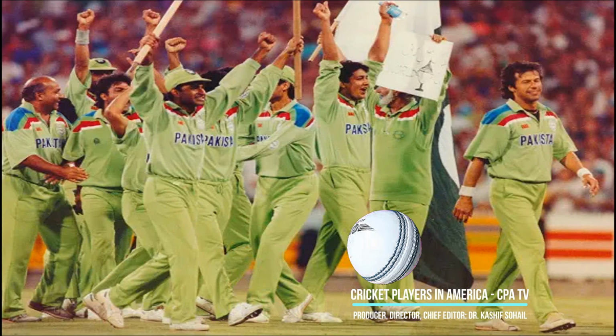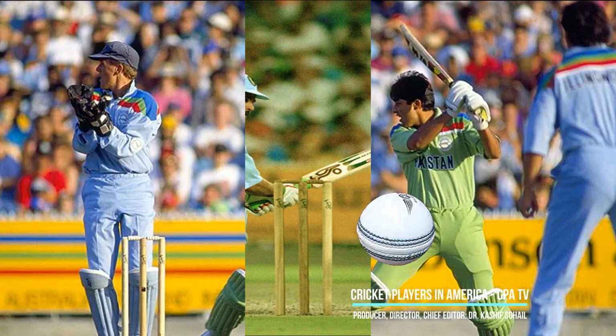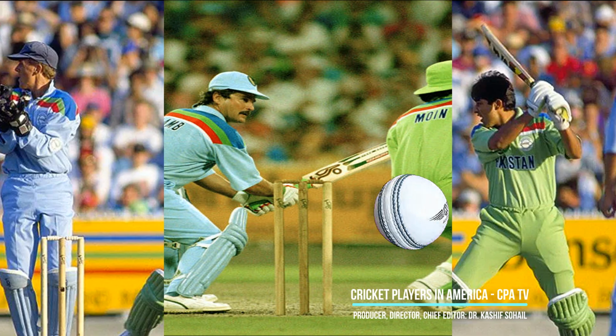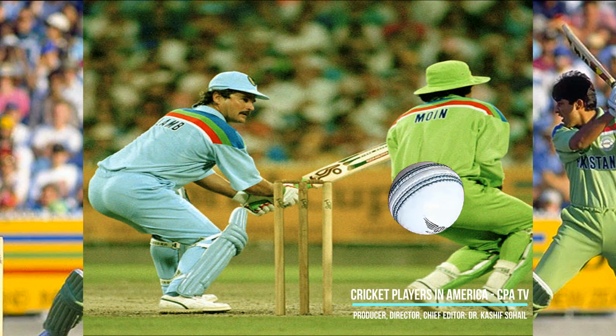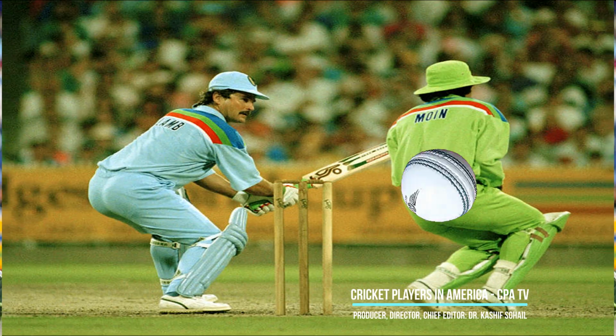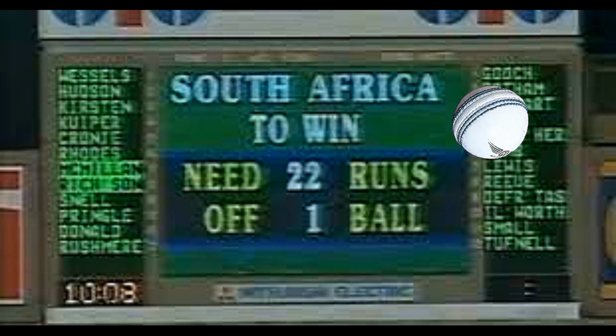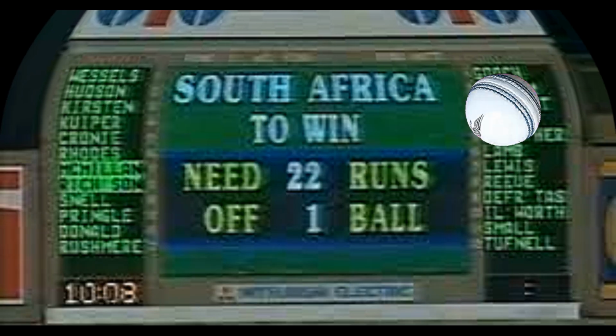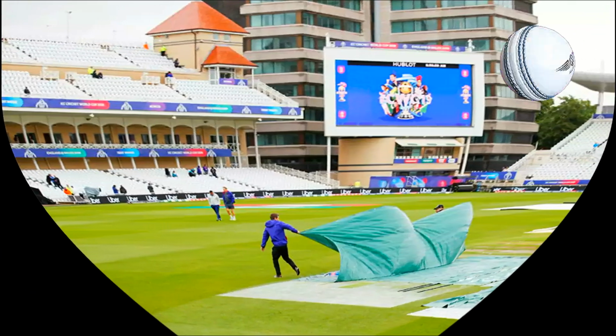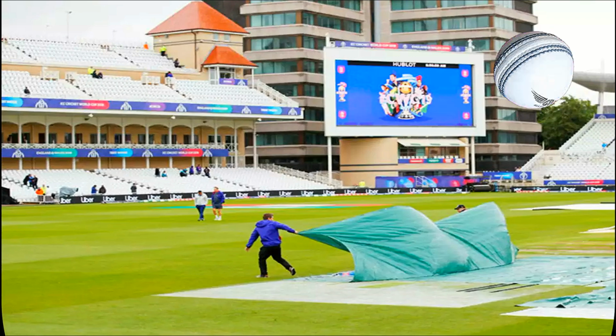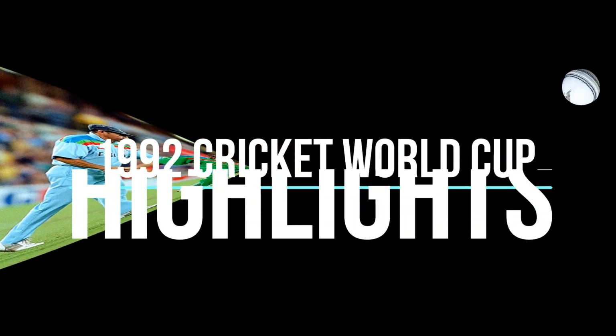3. Fielding restrictions. To promote aggressive batting, power plays were introduced. In the first 15 overs of an inning, only 2 fielders were allowed outside the 30-yard circle, the inner circle, while in the remaining 35 overs, 5 fielders could be positioned outside the circle. 4. Rain rule. The rain rule was implemented for the first time to adjust targets in case of interrupted matches. The rule was known as the best 11 overs rule, where the revised target was calculated based on the highest scoring 11 overs of the side batting first.